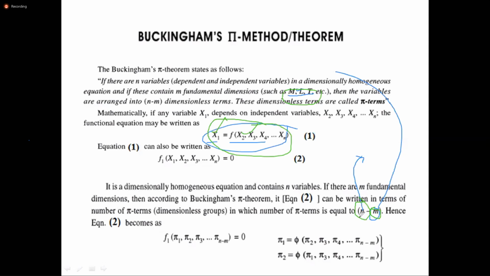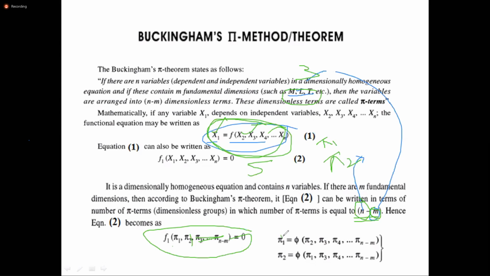Okay. So then n minus m gives you the number of phi theorems. How many phi theorems will you get? For example, these variables are 5, these fundamental dimensions are 3. 5 minus 3 gives you 2 phi theorems, that is phi 1 and phi 2. Right. So I can write F1 of phi 1 and phi 2 is equal to 0.